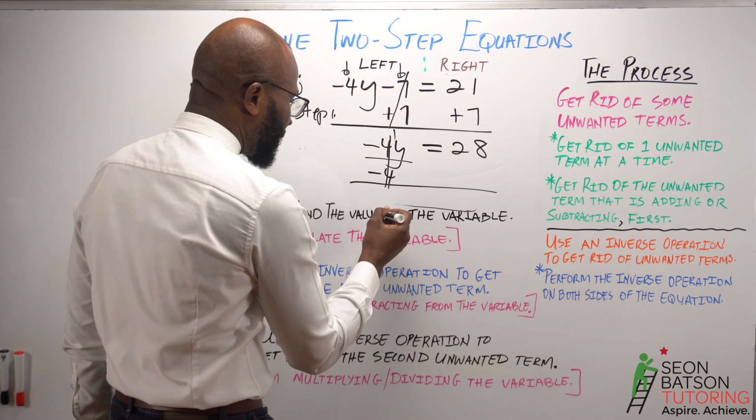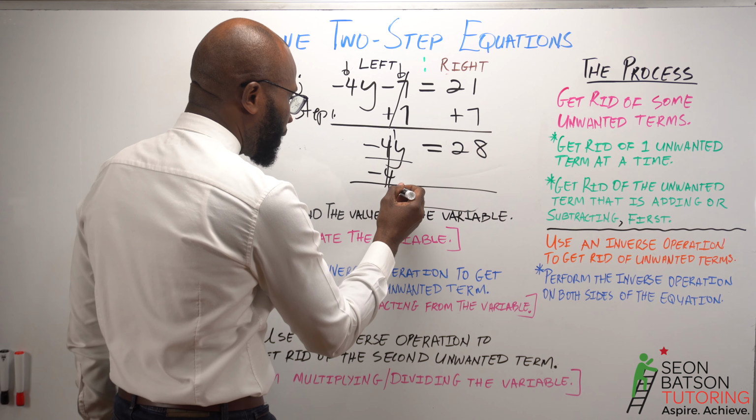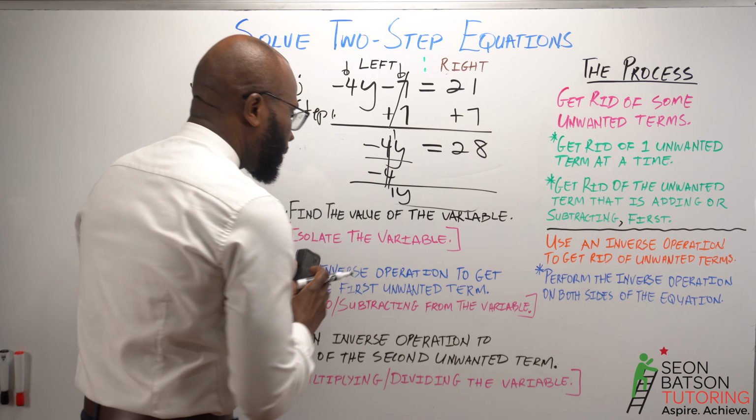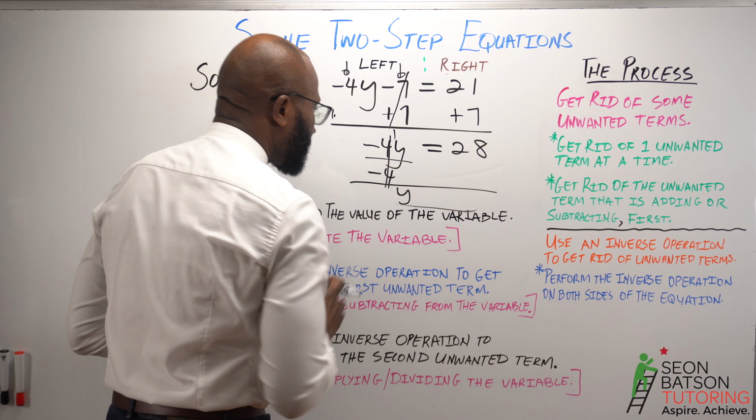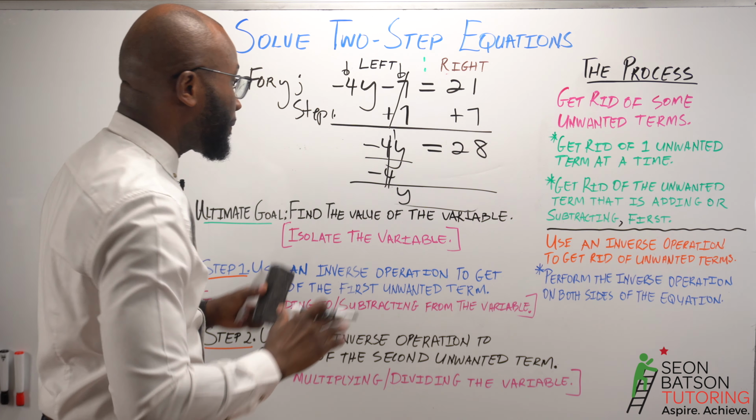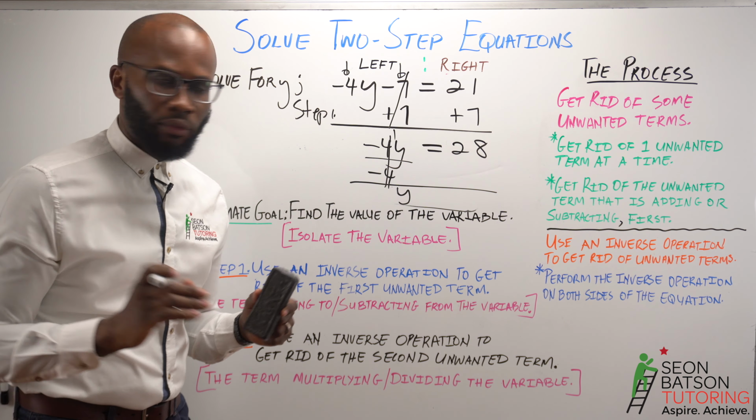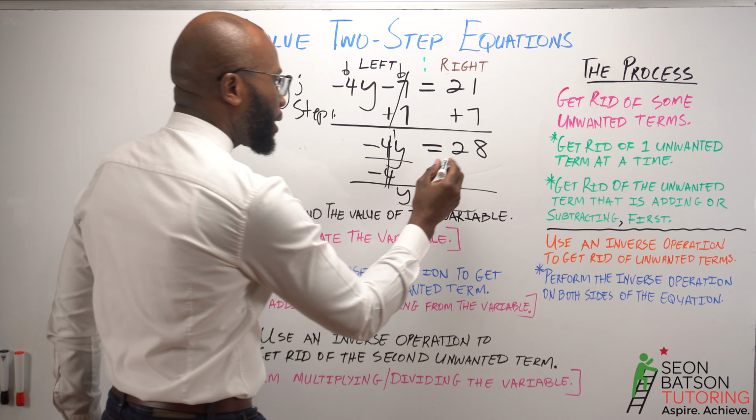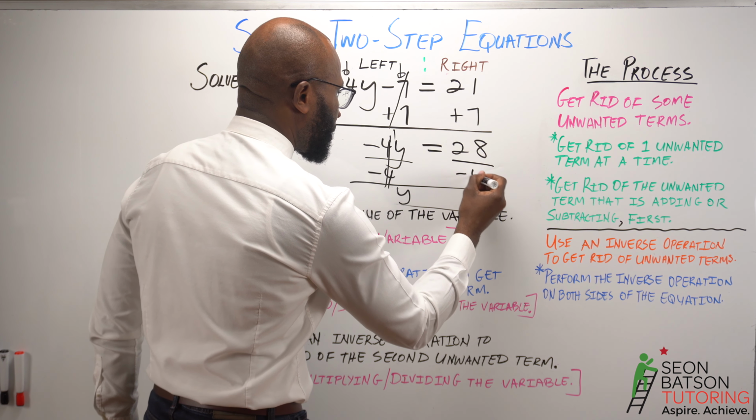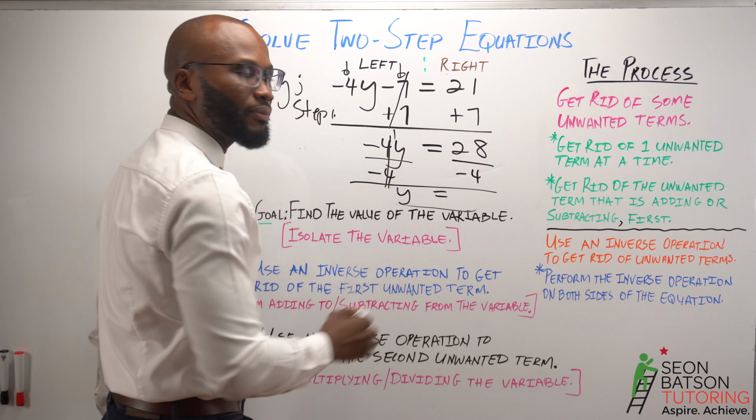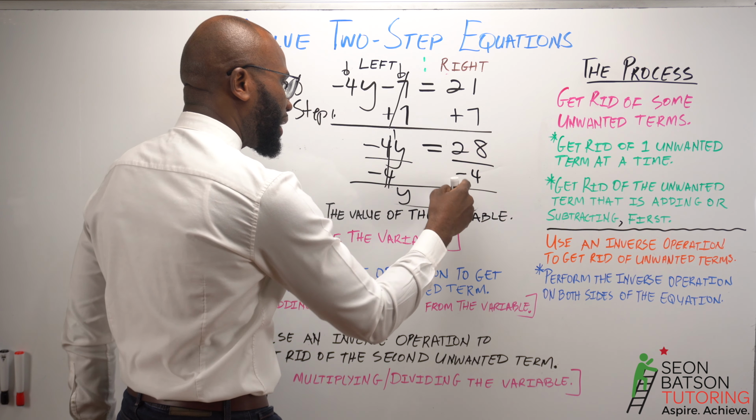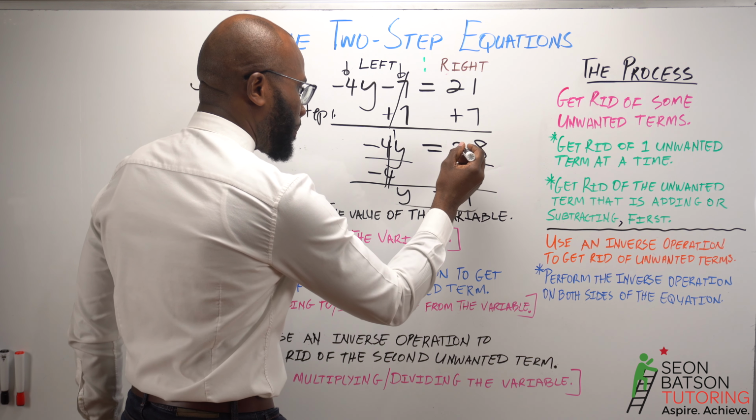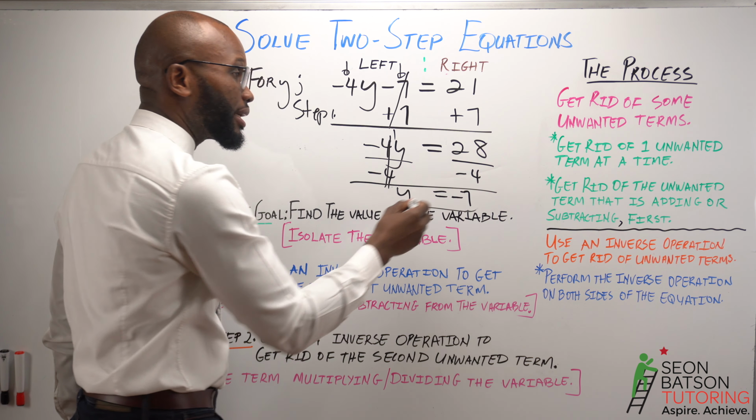So after dividing by negative 4 on the left side, we're left with just 1y or y. Because remember, 1y and y are the same terms. Yes? But note, we aren't finished though, right? If I divide on the left side by -4, I must divide on the right side by -4 as well. 28 divided by -4 will give us -7, because a positive divided by a negative is a negative.